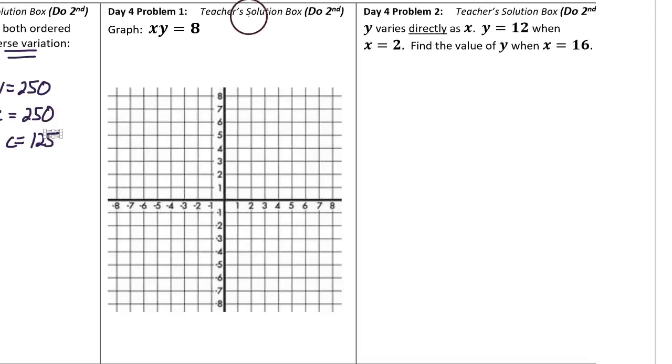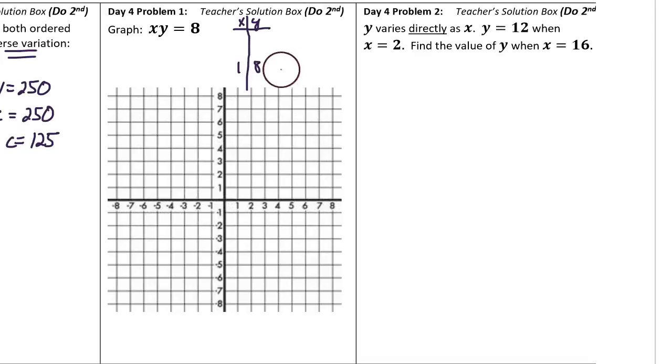To graph this, make an xy table. And in the xy table, choose numbers for x and figure out the answers for y. Make wise choices. Try to avoid fractions if you can. One good number to use would be 1, because then you can ask 1 times what makes 8, and you can see that y is 8.